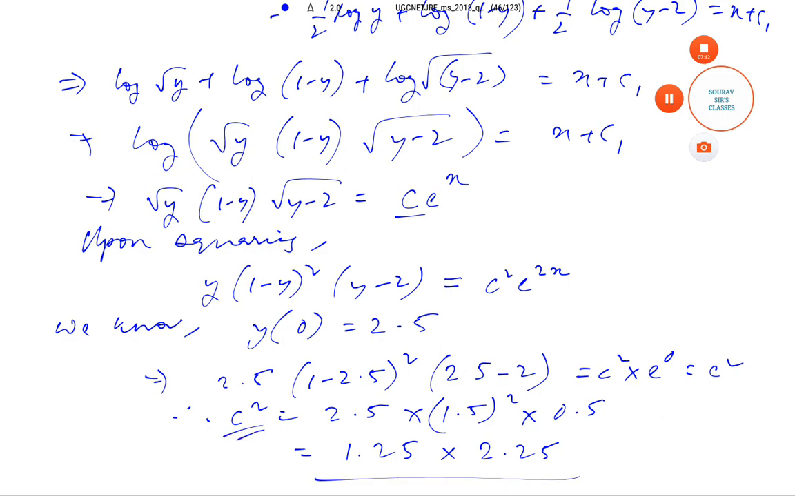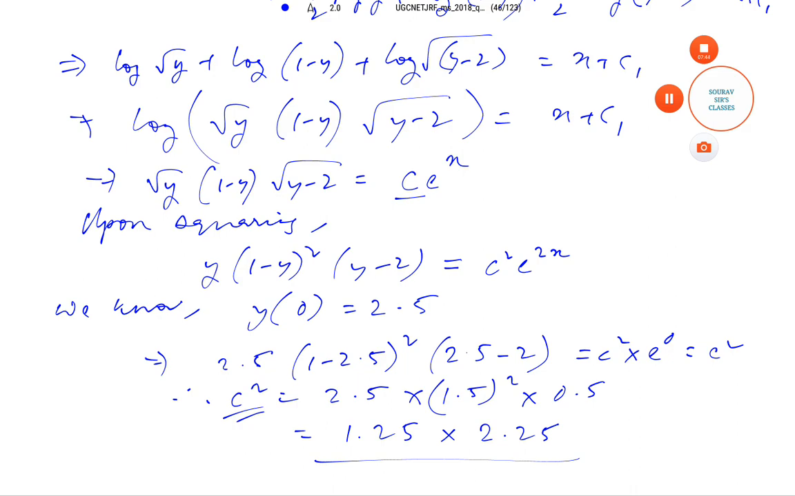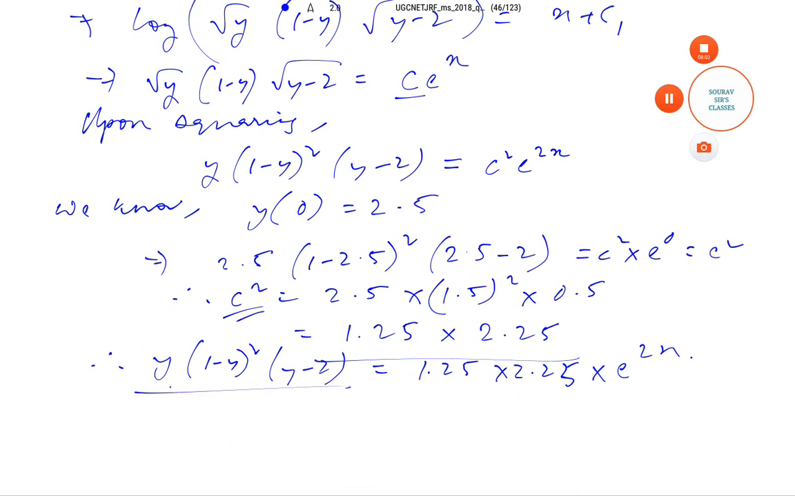So as you can see that c square is a positive term, therefore y into 1 minus y whole square into y minus 2 is equal to 1.25 into 2.25 into e to the power twice x. So therefore we can definitely say from here that y is unbounded. Y is unbounded, and that implies that option 3 is the correct option.